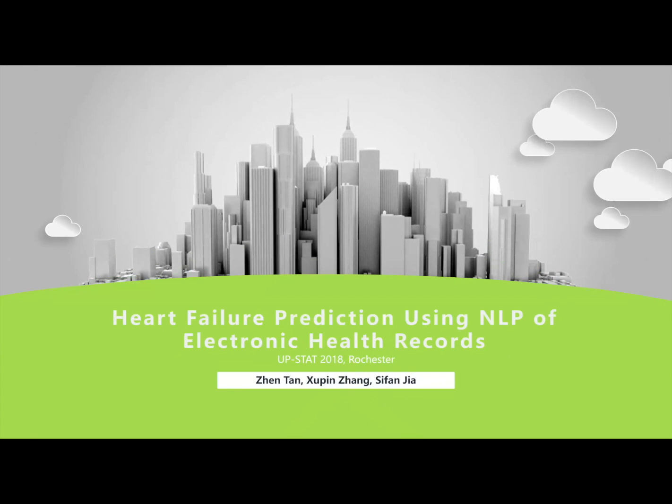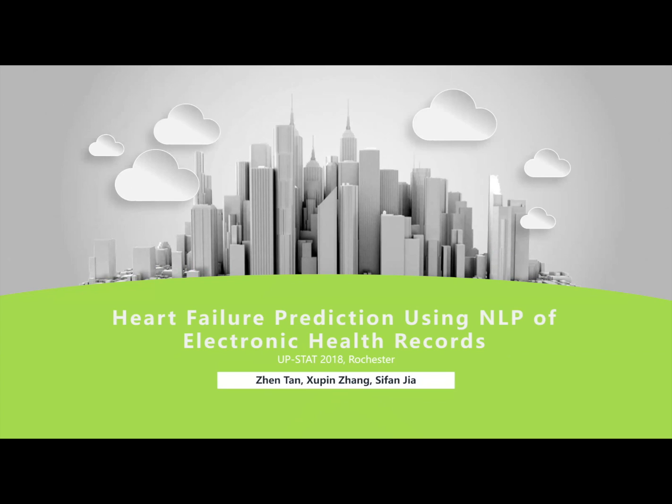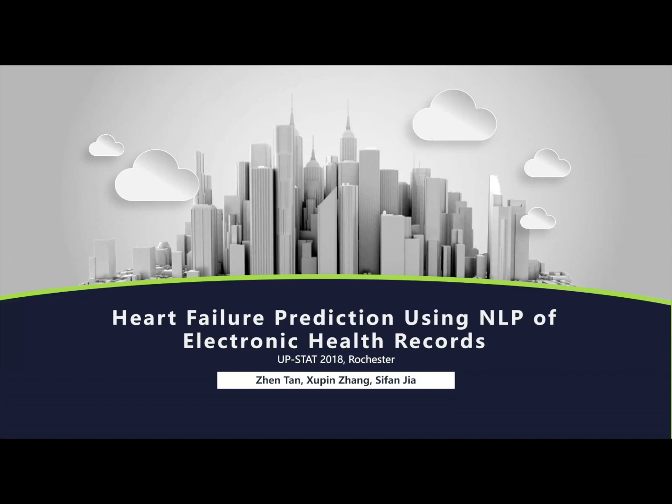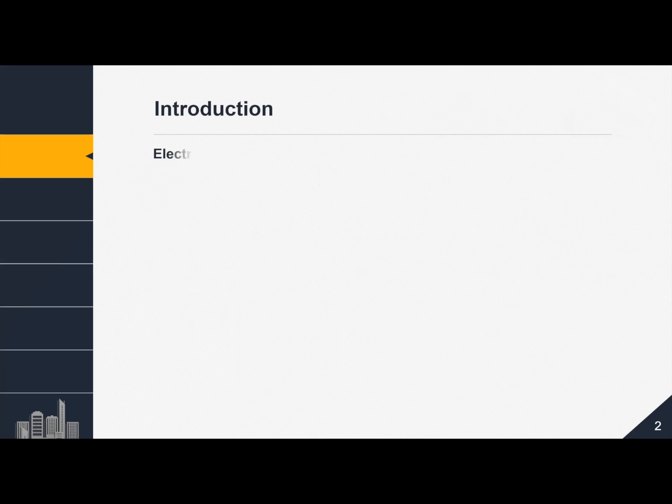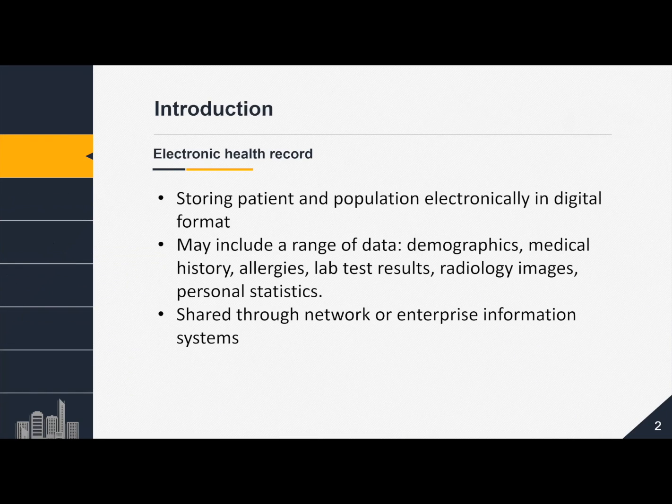Today, I will talk about heart failure prediction using natural language processing of electronic health records. Electronic health records are designed to store data accurately and to capture the state of a patient across time. So it's more effective to extract medical data for the examination of possible trends and long-term change in a patient. And it's really easy to share and store the data.